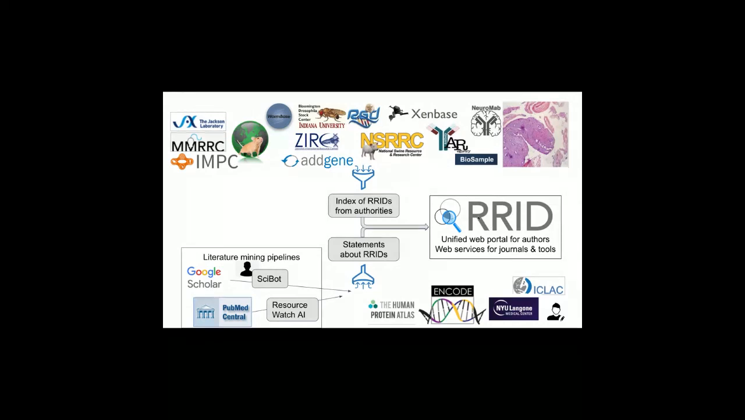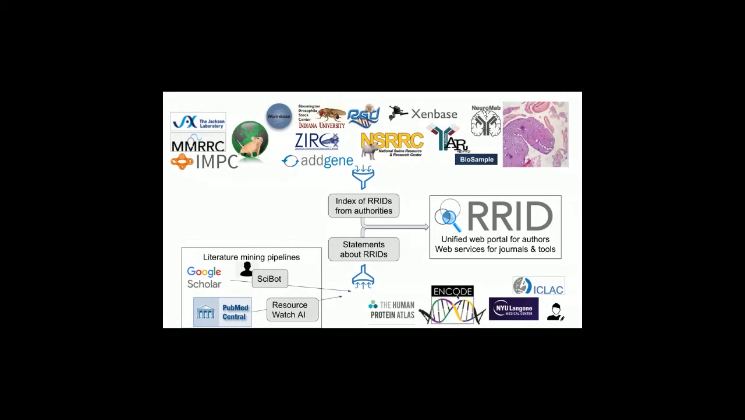And this actually does happen. I'll show you how that happens by the journals. So the journals have instructions to authors that say, hey, go get your RRIDs. Here's where you go. Now, what else is in the RRID portal is a bunch of statements about some of these individual RRIDs. And so the literature itself can reference a particular item, and it can say something like, this is good, this is bad, this is contaminated.